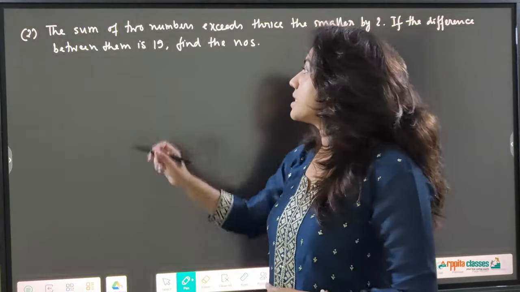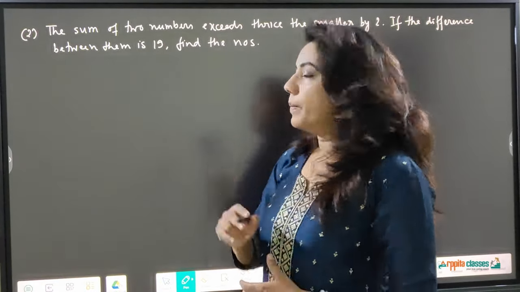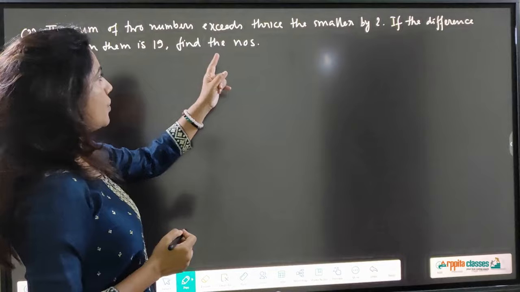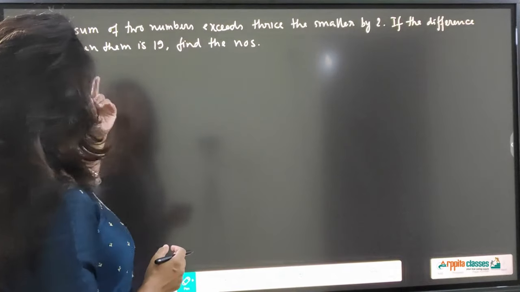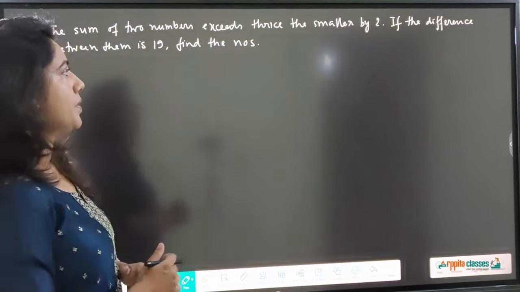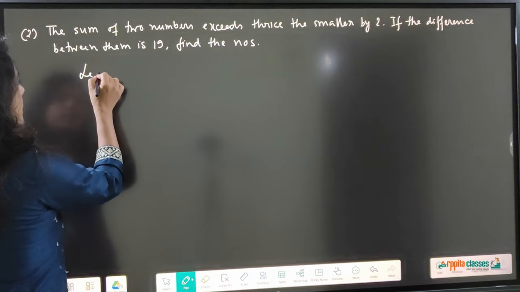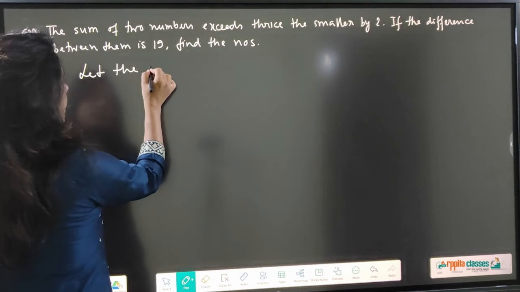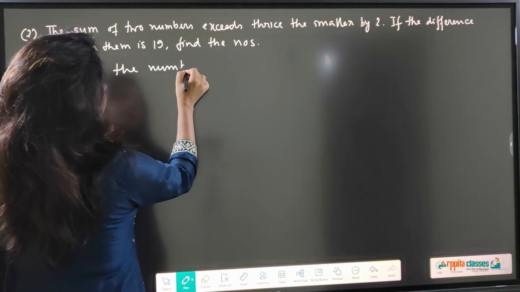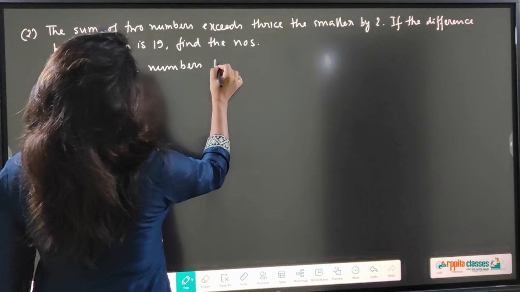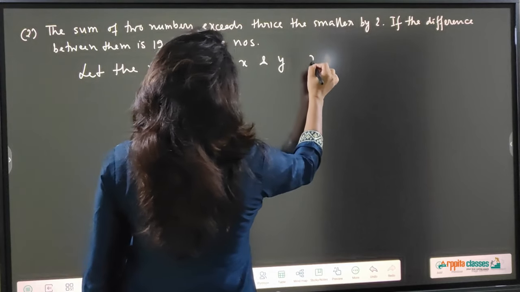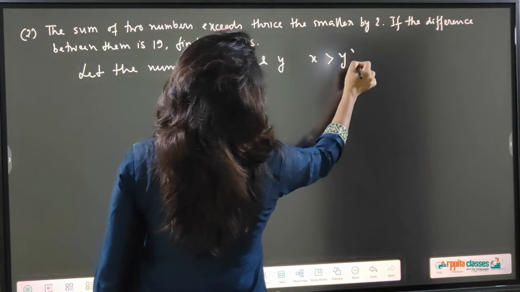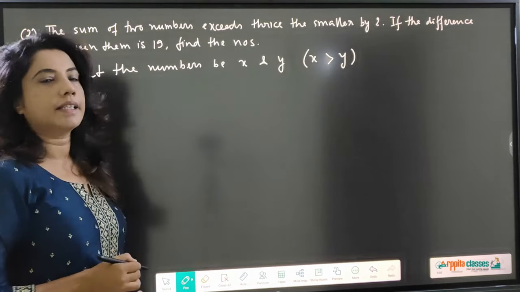The second sum is: the sum of two numbers exceeds thrice the smaller number by 2. And if the difference between them is 19, find the numbers. Again here we will consider let the numbers be x and y. This is very important to write so that x is greater than y. I am considering that x is greater than y.